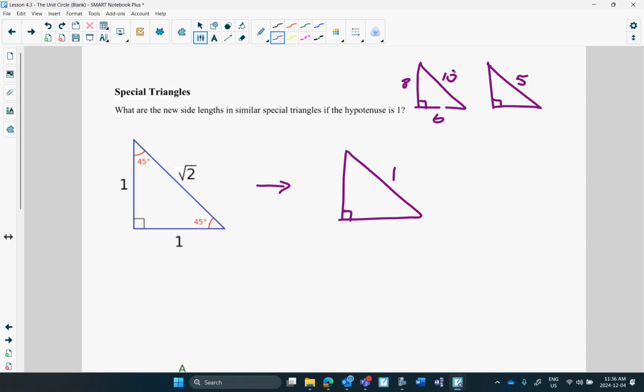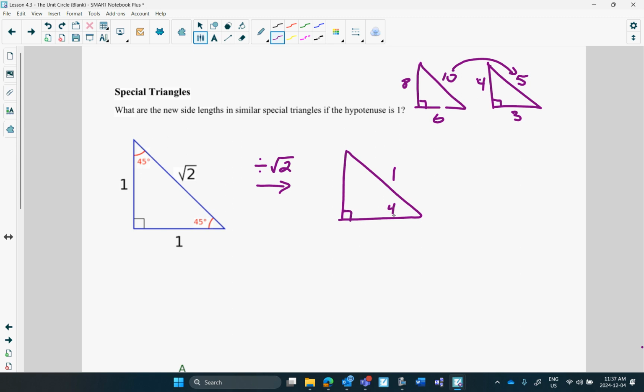Because I'm making a proportionally smaller triangle, so I don't subtract 5 from each. That's not proportion. Proportion is what you divide. So I divide by 2, which means I must divide this by 2, which means I must divide this by 2. That's a similar triangle that's proportionally smaller. But what do you have to divide this by? Root 2. Which means you got to divide every side by root 2. Root 2 divided by root 2 is 1, which is what I want.